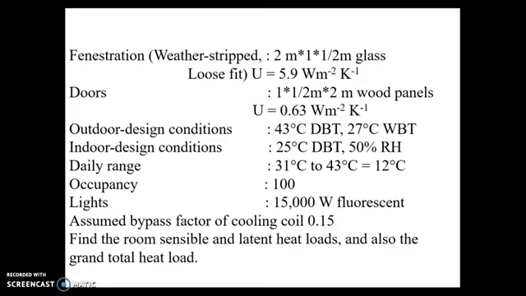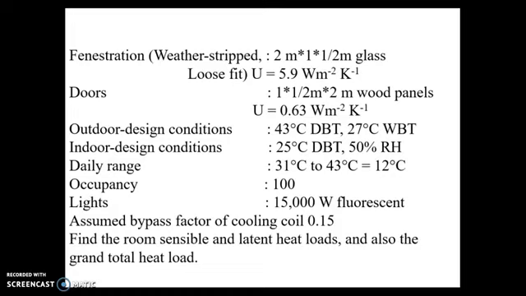Outdoor design condition is 43 degrees Celsius dry bulb temperature, 27 degrees Celsius wet bulb temperature. Indoor design condition is the design temperature, 25 degrees Celsius dry bulb temperature, 50% relative humidity. Daily range 31 degrees Celsius to 43 degrees Celsius. That means the temperature on the outside of the single story office building varies from 31 degrees Celsius to peak temperature 43 degrees Celsius.